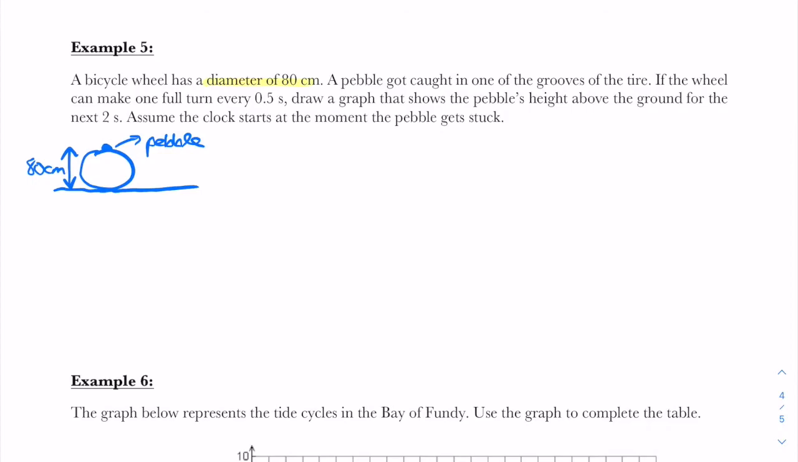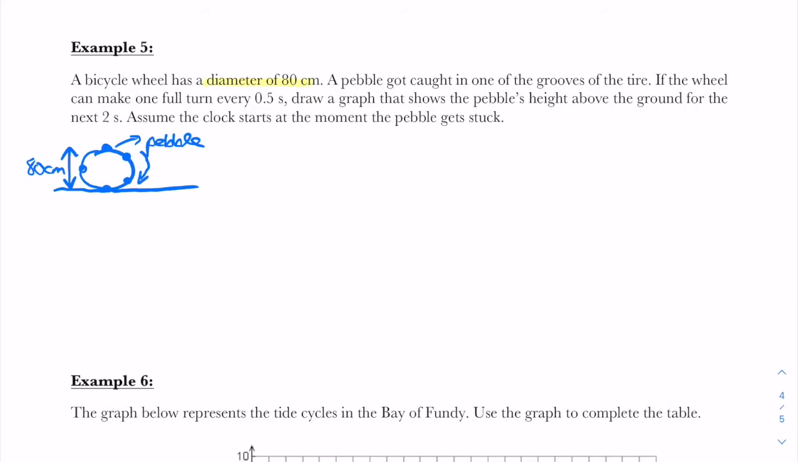Let's say the bike is going left to right, then you can imagine that the bicycle wheel will rotate clockwise like so. And you can imagine that as the bicycle wheel rotates, the pebble will be at various heights. Like it'll be at this location, then this location, then this location. And basically, as time goes on, the pebble's height above the ground keeps changing. But I'd like you to recognize that after the wheel rotates one full turn, the pebble is back to being 80 centimeters above the ground. So this is actually a periodic function.